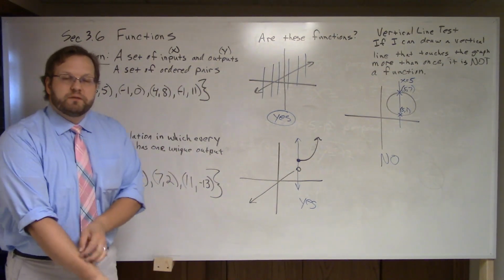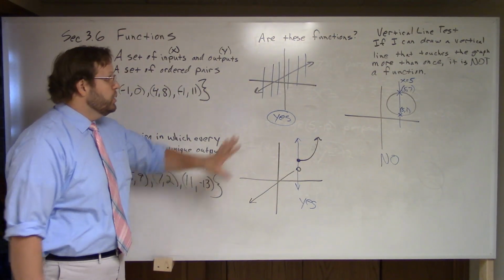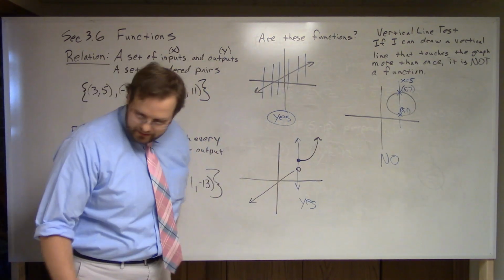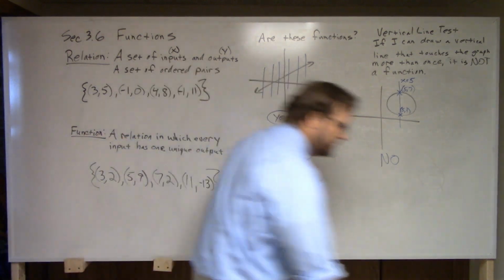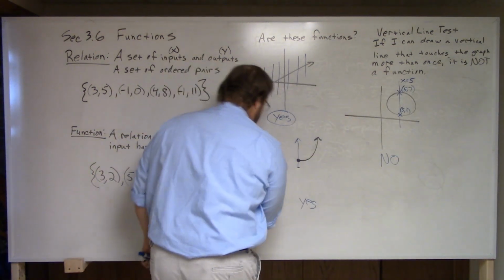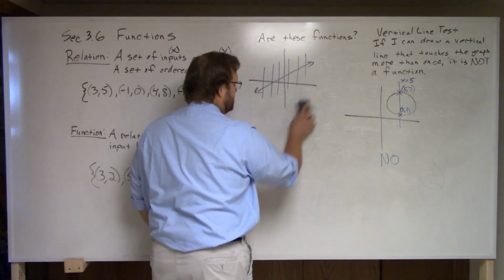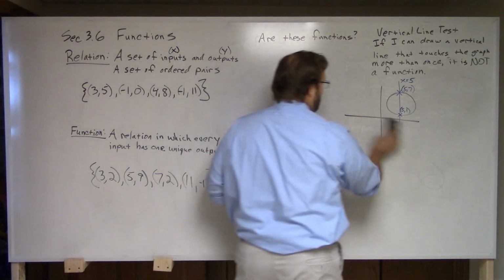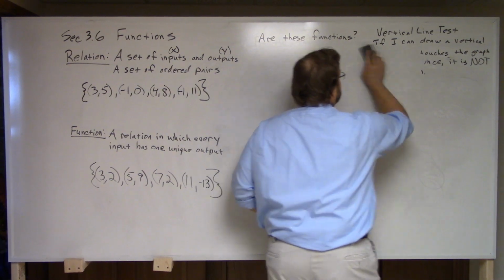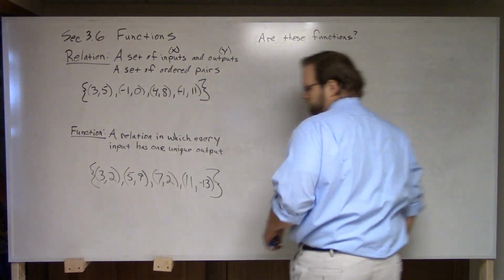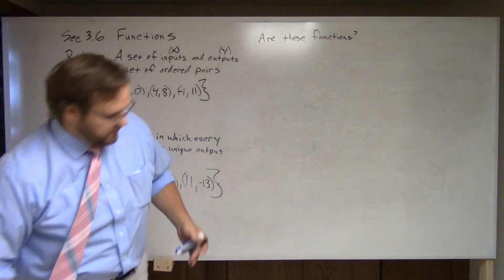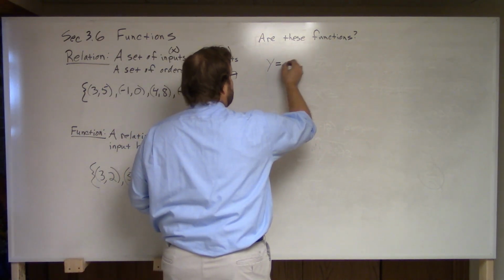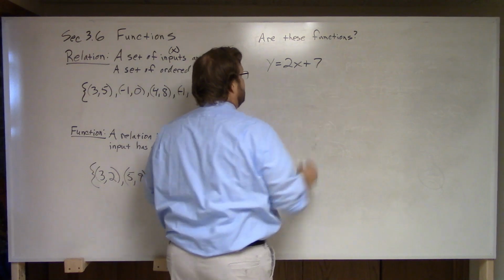Okay? So we have a list of ordered pairs. How do we determine if it's a function or not? We know how to do that. We have graphs, vertical line test. Let's then go, where's my eraser? Here we go. Let's then go into what usually describes a graph, which is an equation. So again, are these functions? Let's say we have y equals 2x plus 7.